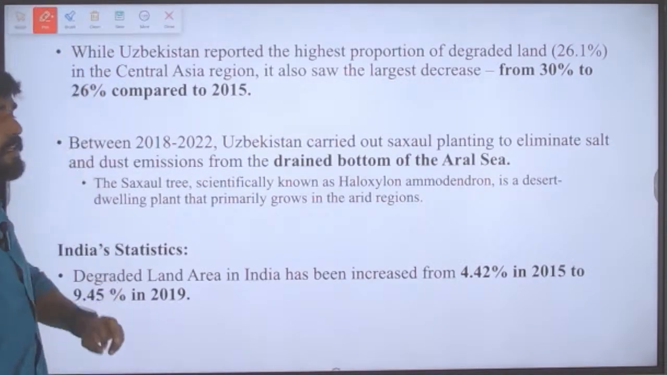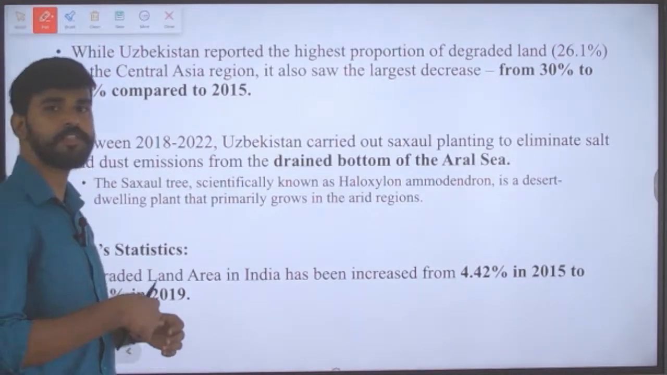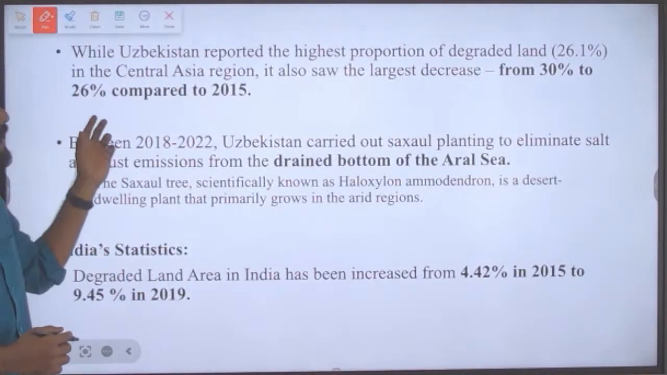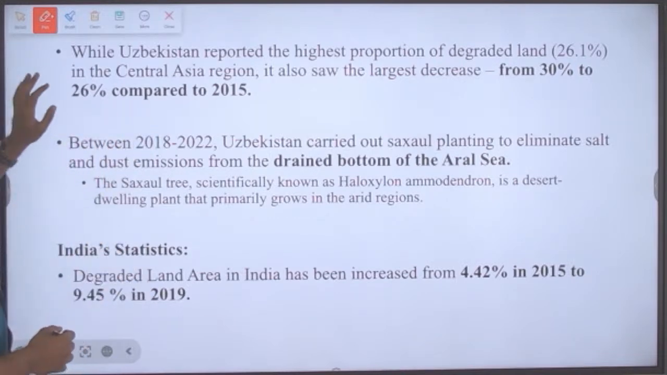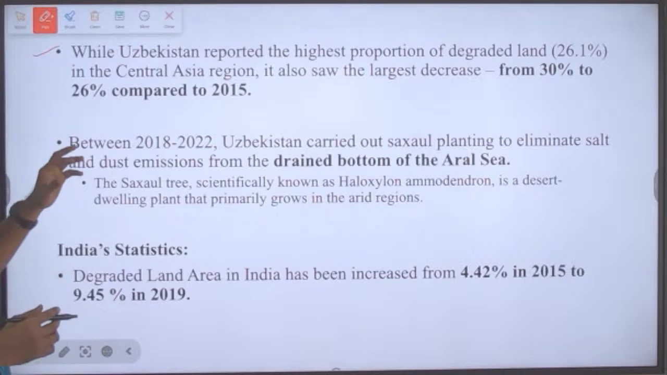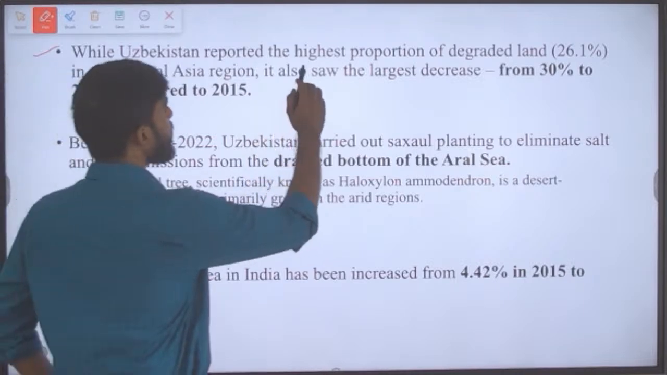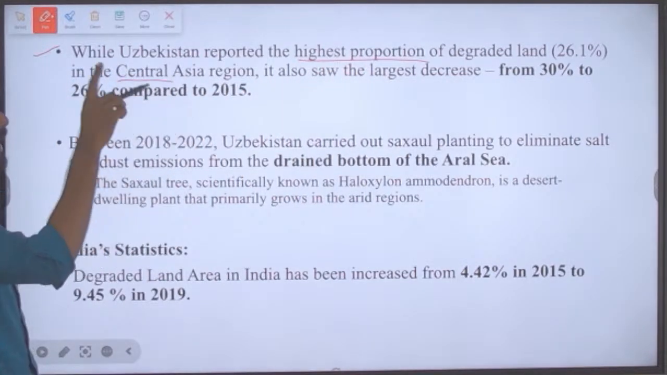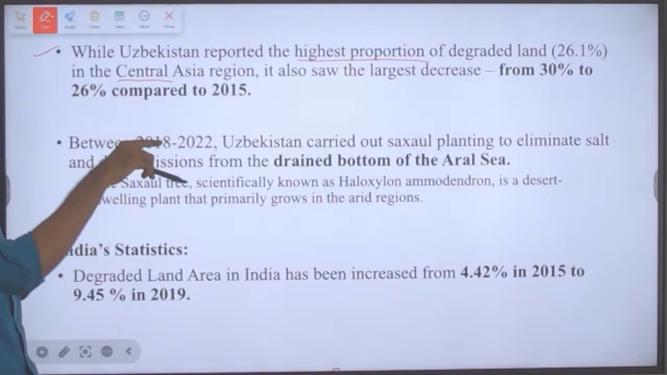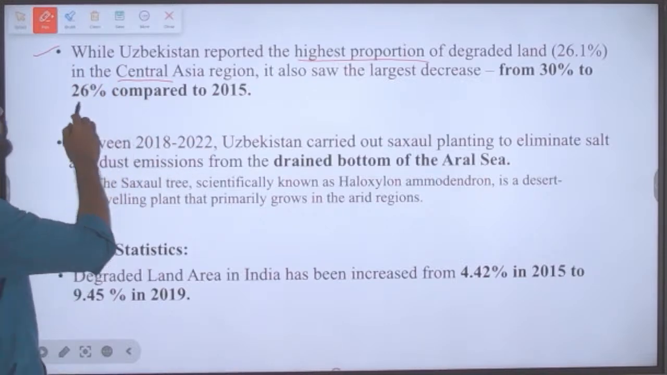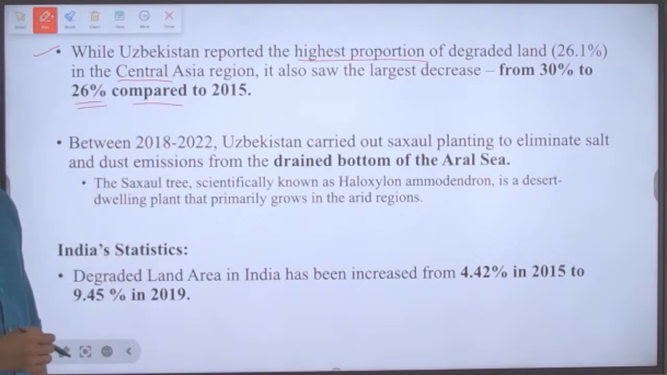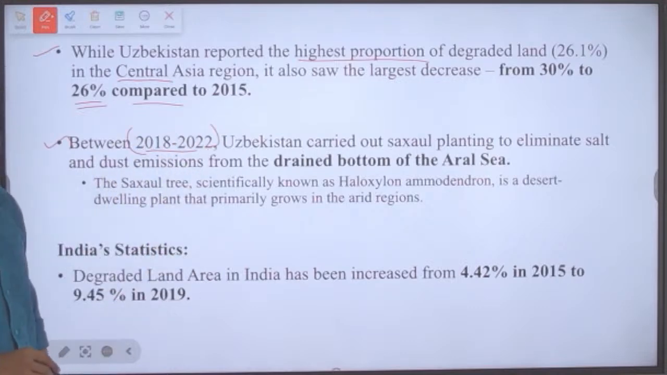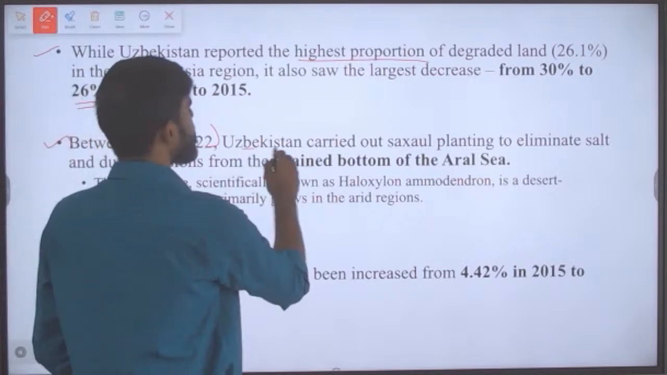Moreover, there is yet another country, that is Uzbekistan, where this year's UNCCD convention will be taking place in Samarkand of Uzbekistan, and even in this area the land degradation was alarming. Okay, so Uzbekistan reported the highest proportion of degraded land, that is 26.1% in the Central Asian region, and it also saw the largest decrease, which is a good thing, that is from 30% it has reduced to 26% compared to 2015 data.